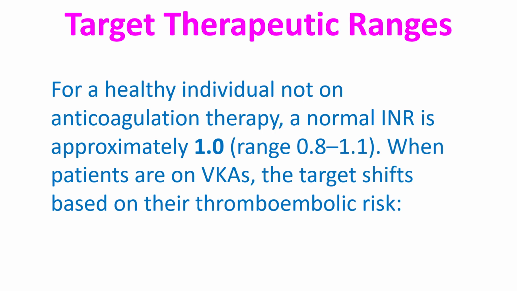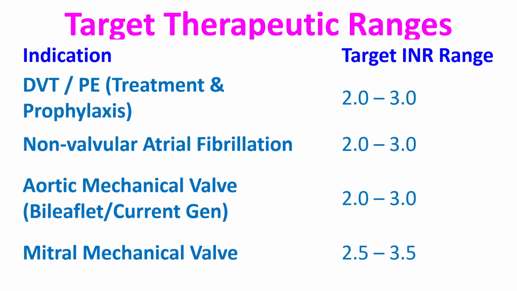When patients are on vitamin K antagonists, the target shifts based on their thromboembolic risk. For DVT and pulmonary embolism treatment and prophylaxis, target INR is 2 to 3. For non-valvular atrial fibrillation, it is 2 to 3. Aortic mechanical valve, bileaflet or current generation, it is 2 to 3. Mitral mechanical valve, it is 2.5 to 3.5.